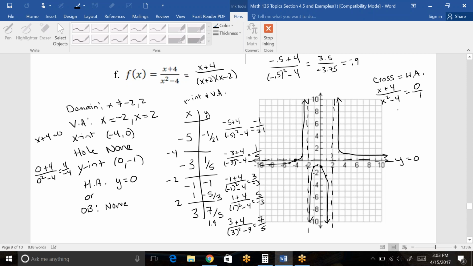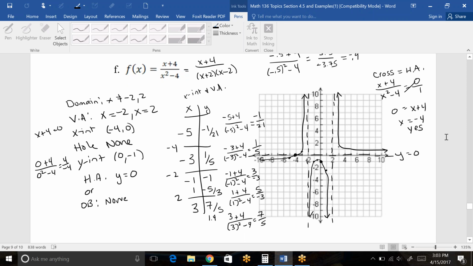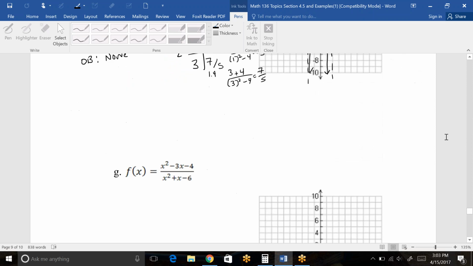This time when we cross multiply, this does turn into 0, but this is still x plus 4. Therefore, you are able to solve for x. So yes, we do cross at -4, which makes sense because that's what our graph showed us. So this one's a little bit more tricky because there's this middle section, but there's also this idea of crossing that horizontal asymptote at the x-intercept.